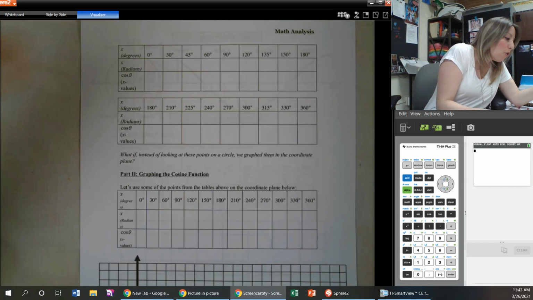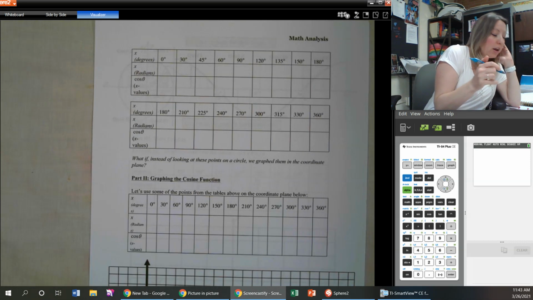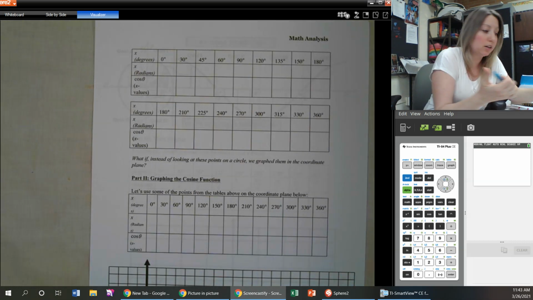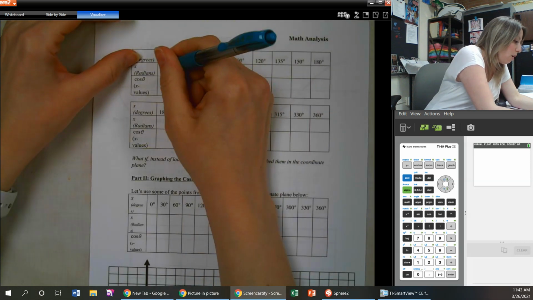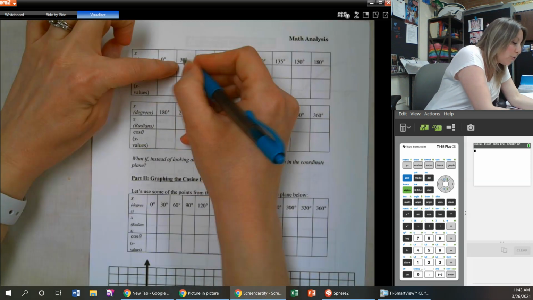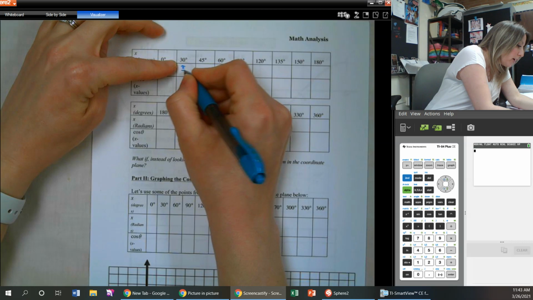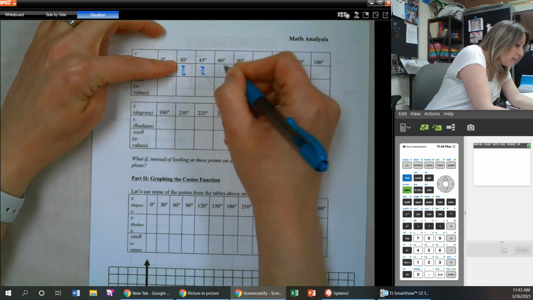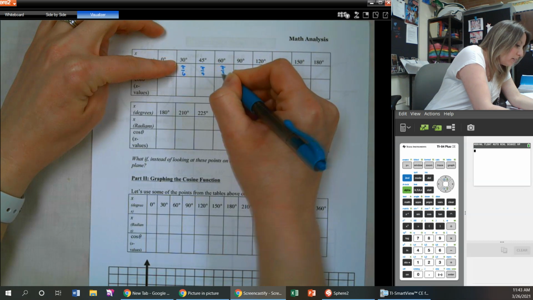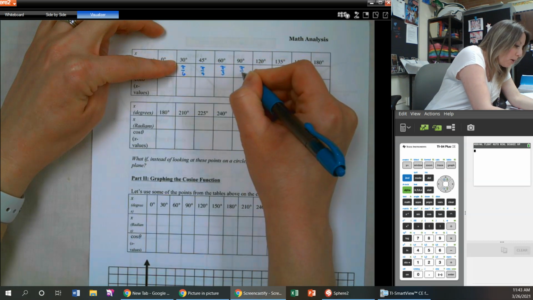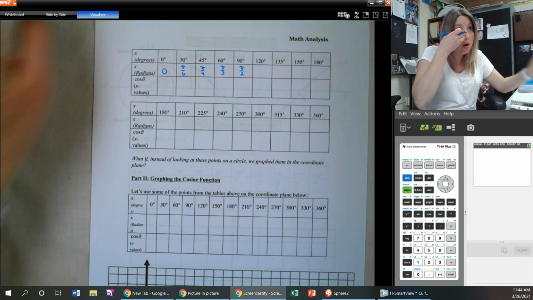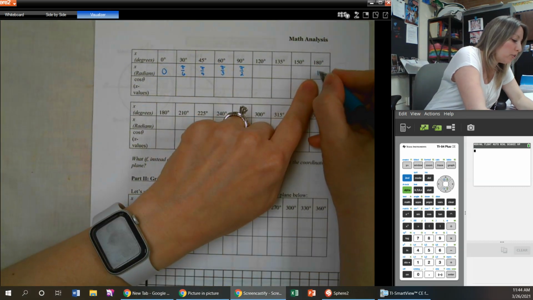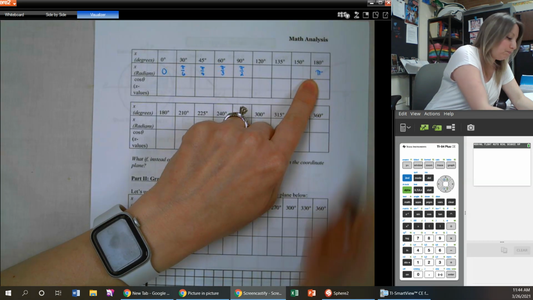Now, of course, the first thing I want to do is match up those degree measures with our radian measures. So we start with 0, 0, and then 30 degrees is pi over 6 radians. 45 is pi over 4 radians. 60 is pi over 3 radians. And 90 degrees gets to pi over 2 radians. And now we're over that 1/2. So we're heading to 180, having 1 total pi radians.